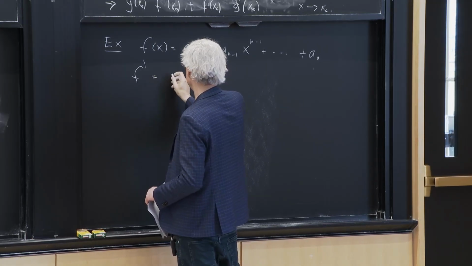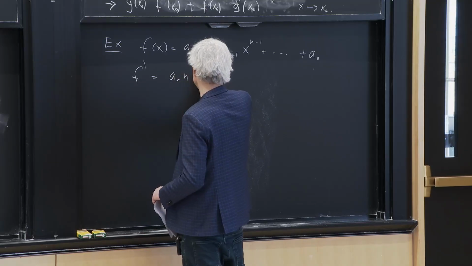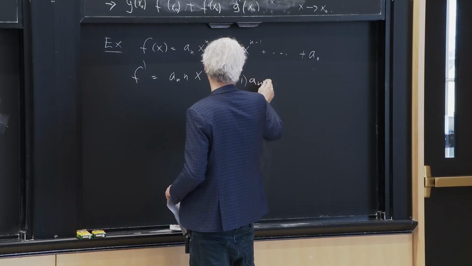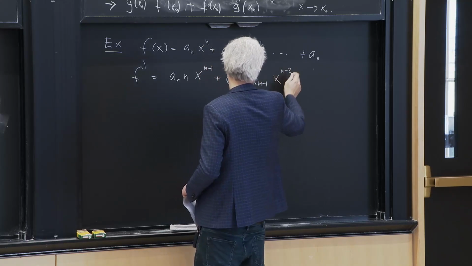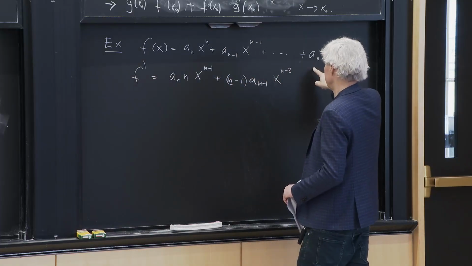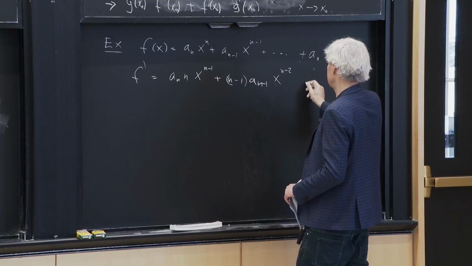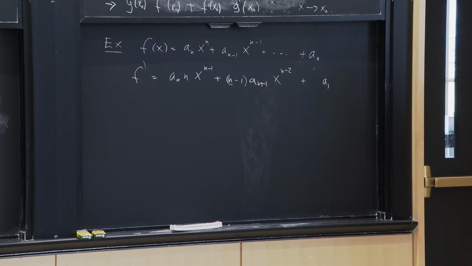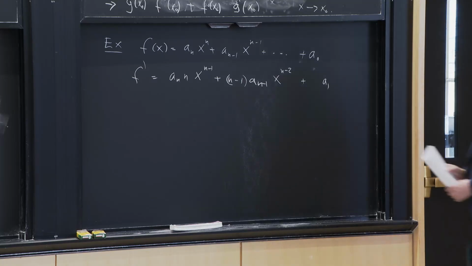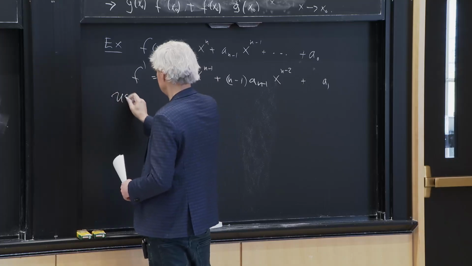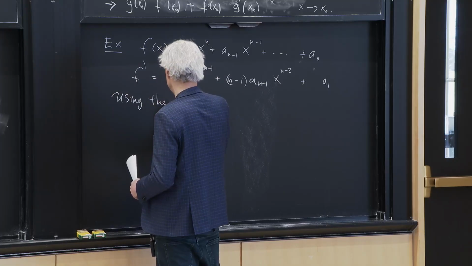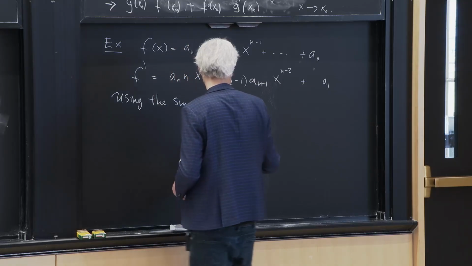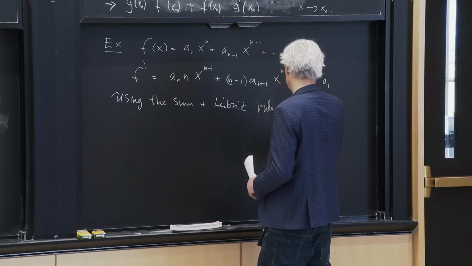So this is going to be n times x to the power n minus 1, plus (n minus 1) times a_{n-1} x^{n-2}, and so on. And then for this last one, the derivative is 0. So the last one you're getting something non-trivial for is a_1. So this is just using the sum and Leibniz rule repeatedly.